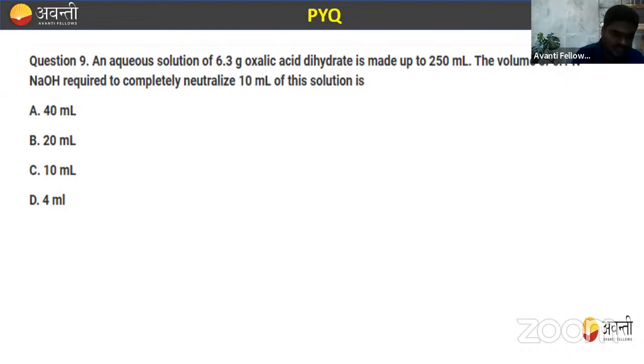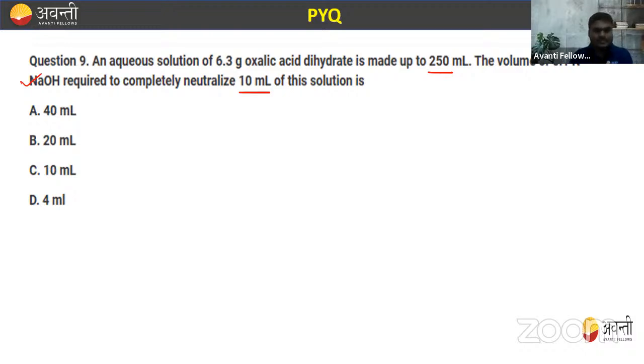Okay. So move to the next question, that is question number 9. What does the question ask? An aqueous solution of 6.3 gram of oxalic acid is dehydrated and is made up to 250 ml, and the volume of 0.1 normality NaOH required to completely neutralize 10 ml of this solution. So you need to calculate this. How much volume will be required for 10 ml of this solution? Quickly calculate.